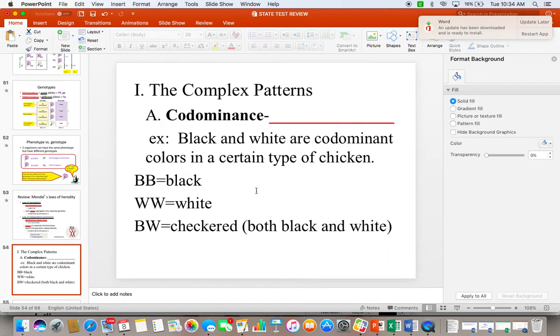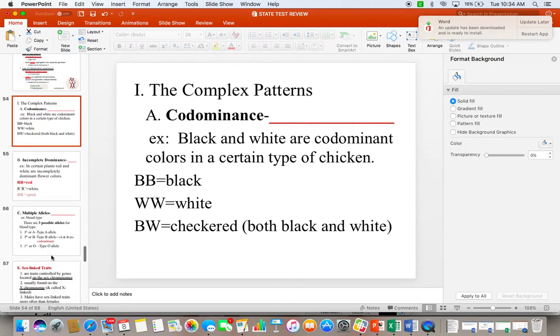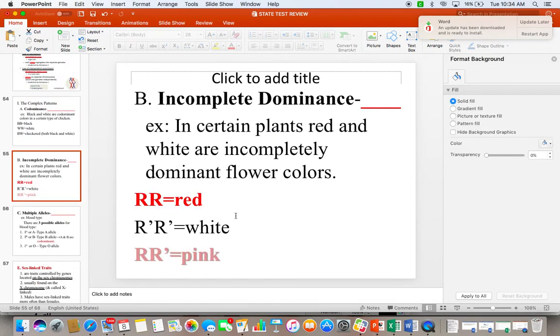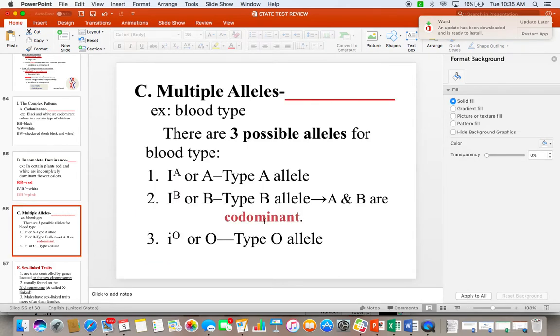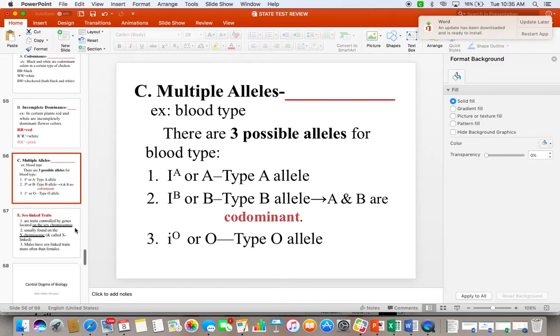When we have codominance, we have 2 alleles that are both dominant. So if big B was black and big W was white, the mixture would be checkered or striped or polka dotted, whatever you want to call it. You would see both black and white. Incomplete dominance is the pink example. Okay, so remember the apostrophes represent the recessive allele. So if big R is red, little r is white, big R little r will be pink. Multiple alleles means that you have 3 alleles. So for blood typing, we have the A and the B and the O. Okay.